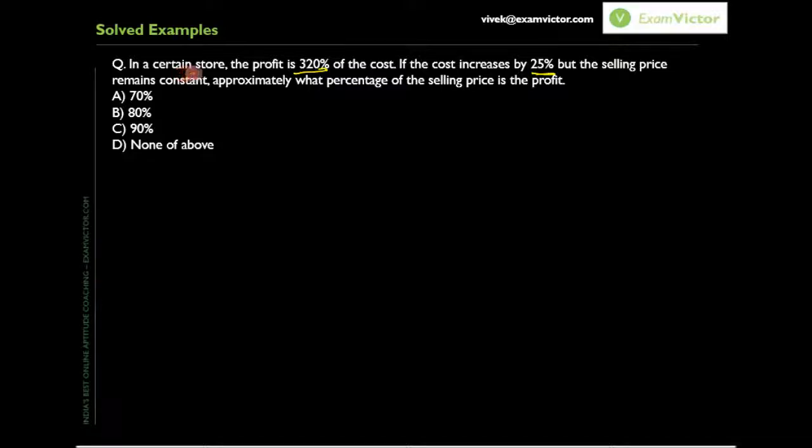So let's read it. It says, in a certain store, the profit is 320% of the cost. If the cost increases by 25%, but the selling price remains constant, approximately what percentage of the selling price is the profit? So let's read the first part again first. It says the profit is 320% of the cost. So what is profit? Profit is selling price minus cost price, and this is given as 320% of the cost.